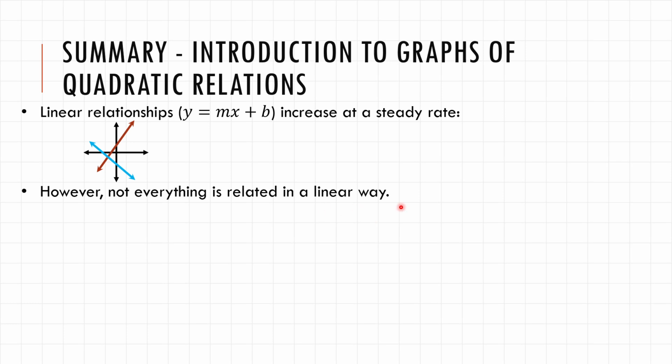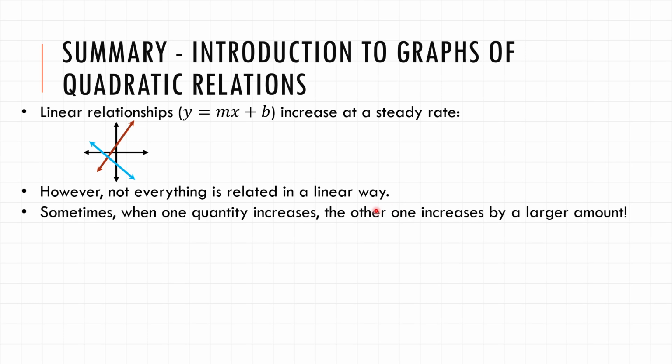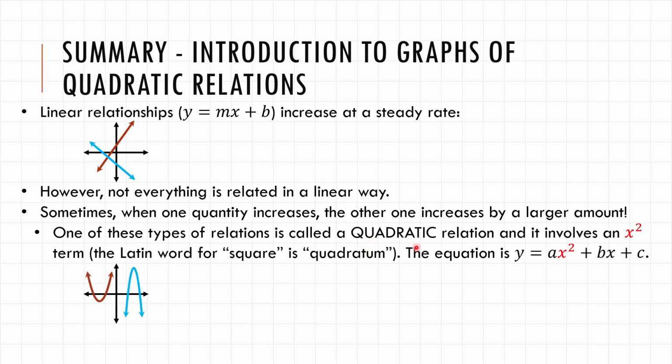Not all things we encounter in life are actually related in a linear fashion. Sometimes when we increase one quantity, the other one doesn't increase by the same amount each time. It increases faster and faster and faster. And one of these types of relations, there are very, very many that are nonlinear, is called a quadratic relation.